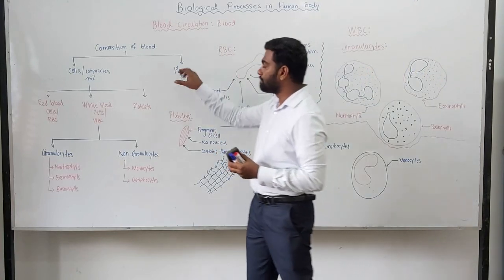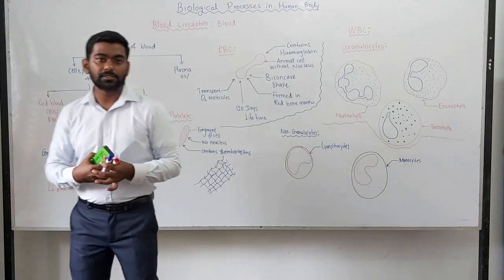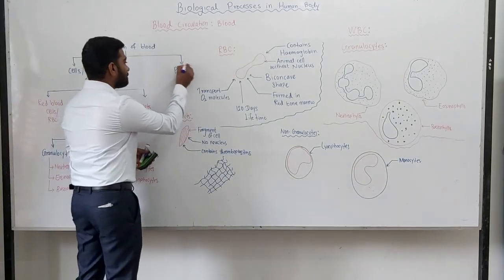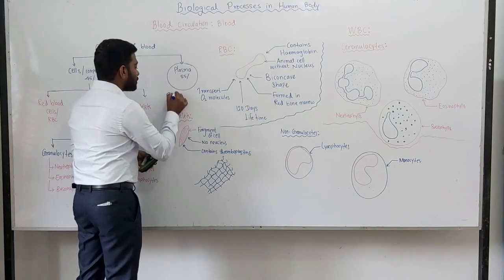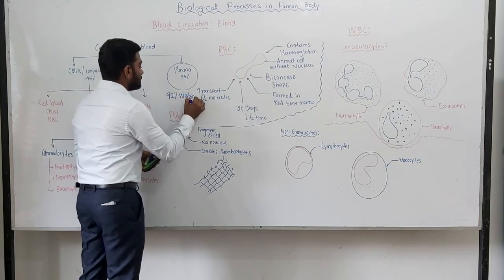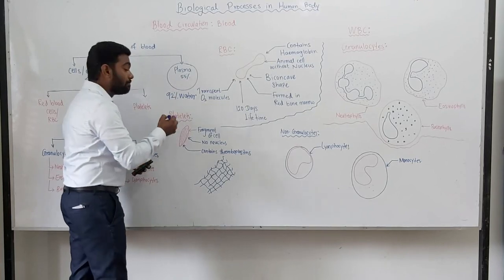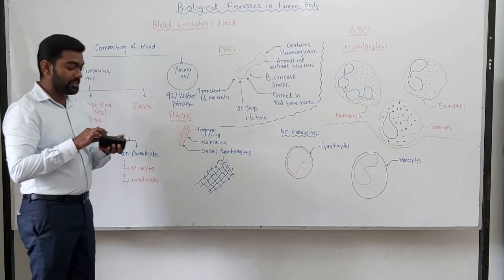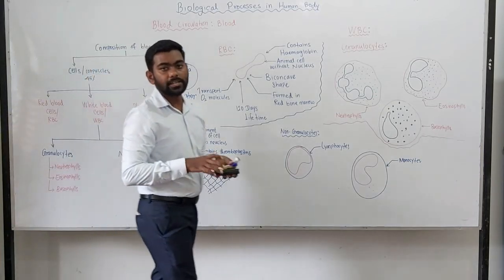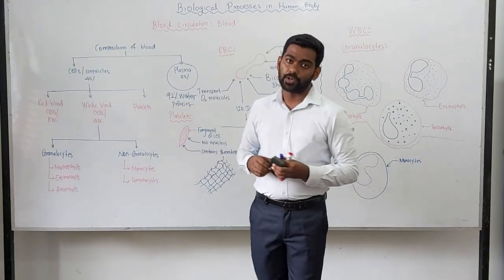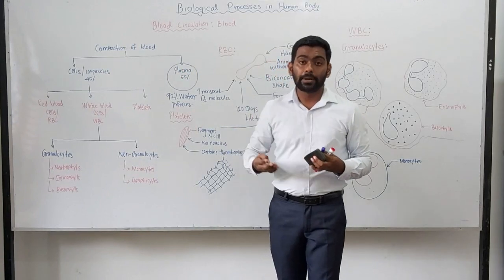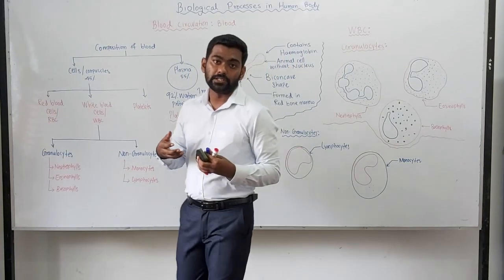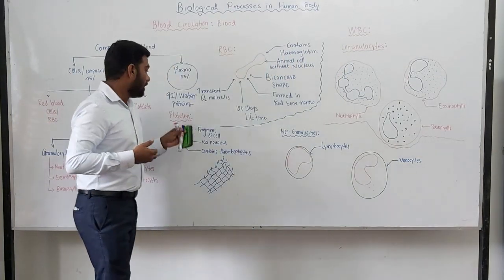So let's have a look at the plasma. What is the function of plasma? I told you, plasma contains 92% water, and the second highest component is proteins. Water is a universal solvent. It has the ability to dissolve most of the components, especially gases: carbon dioxide, oxygen, and nitrogen, a small amount of which we need in our body for certain purposes, right?